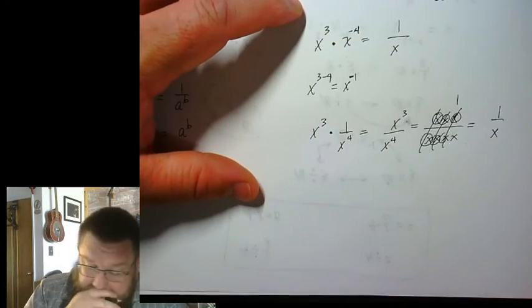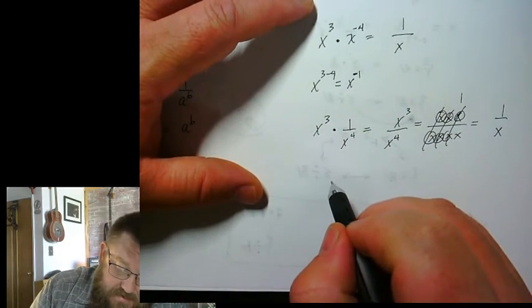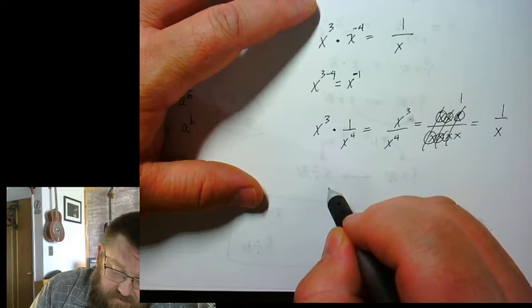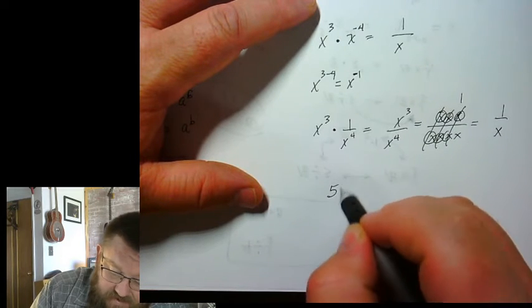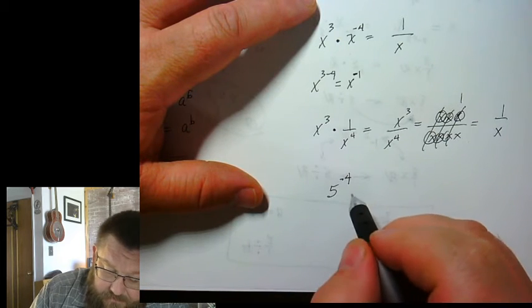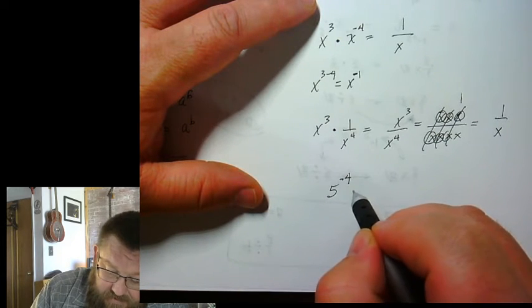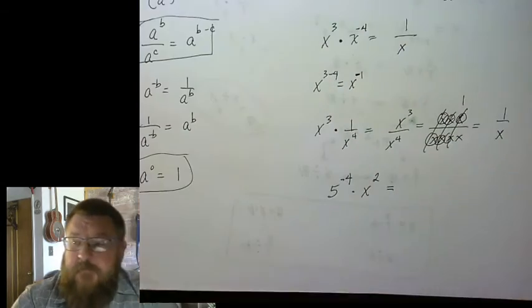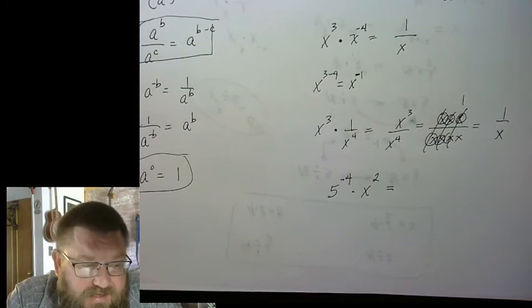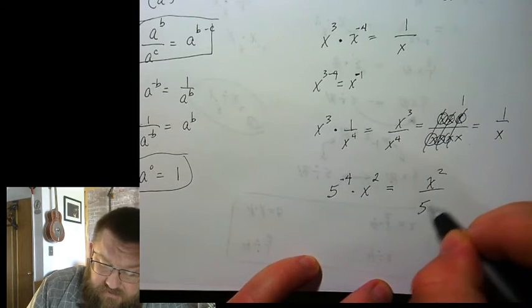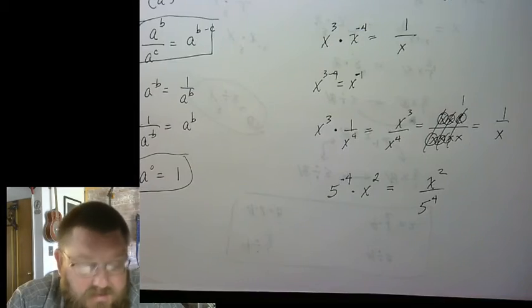So here, why don't you guys try this one? What if you had, let's say, 5 to the negative fourth times x squared? Could you simplify that? Try that, see if you can get it. Did you get x squared over 5 to the fourth? I hope you did.